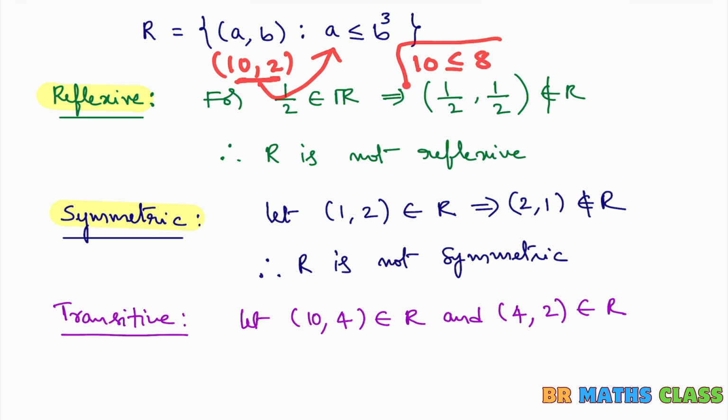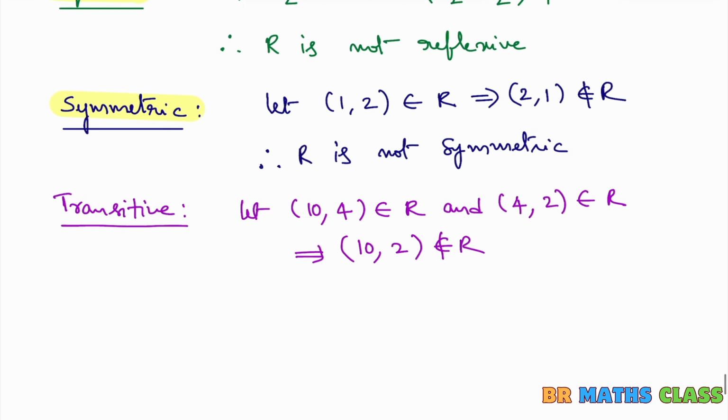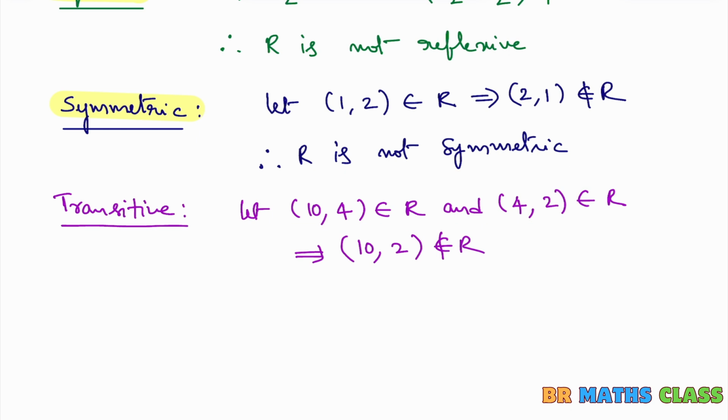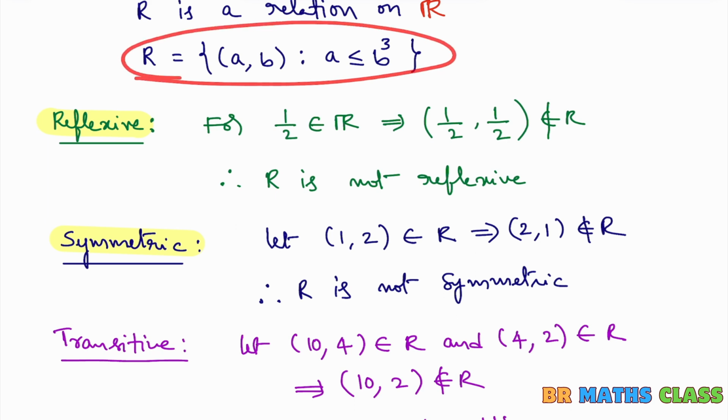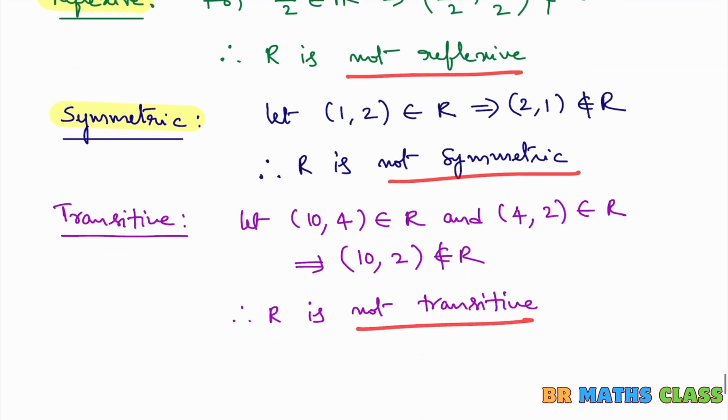Is 10 less than 8? No. Is 10 equal to 8? No. So this is false. From this we identified that the ordered pair (10, 2) does not belong to the relation. So what happened? This failed to satisfy the transitive condition. Therefore, I'll write that this relation R is not transitive. Therefore, the given relation is neither reflexive nor symmetric nor transitive.